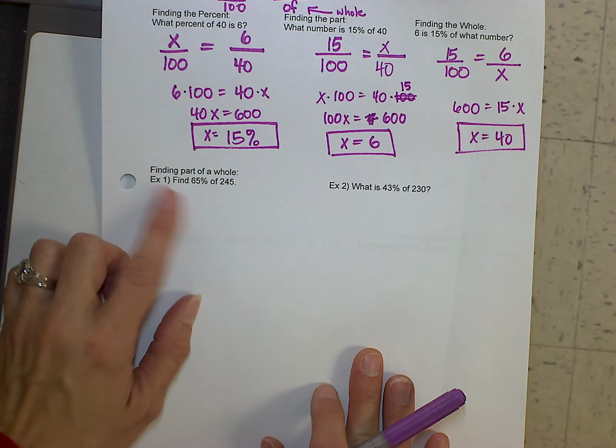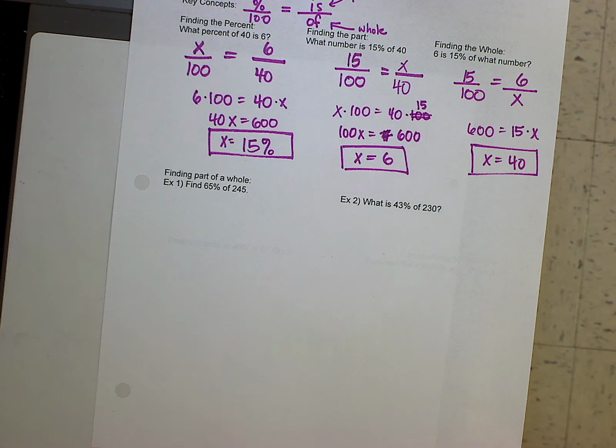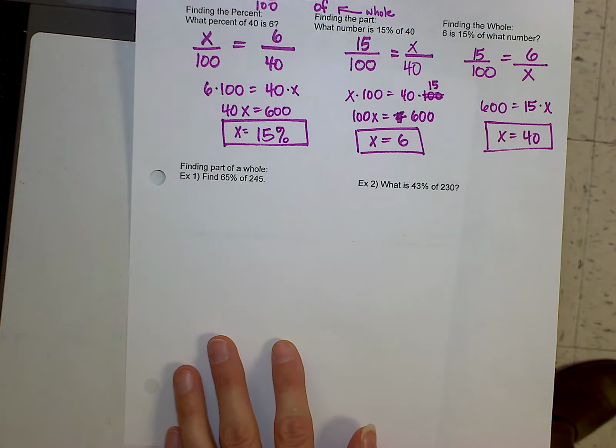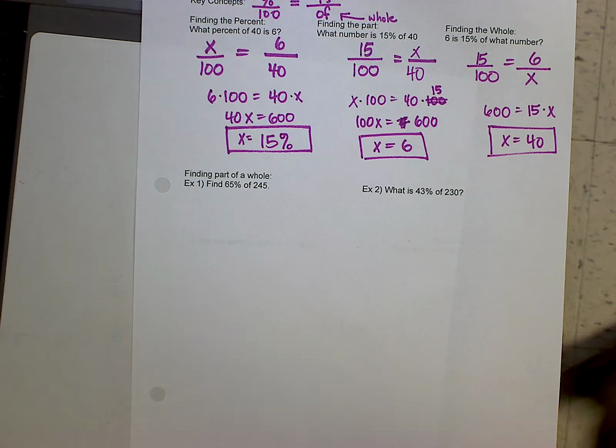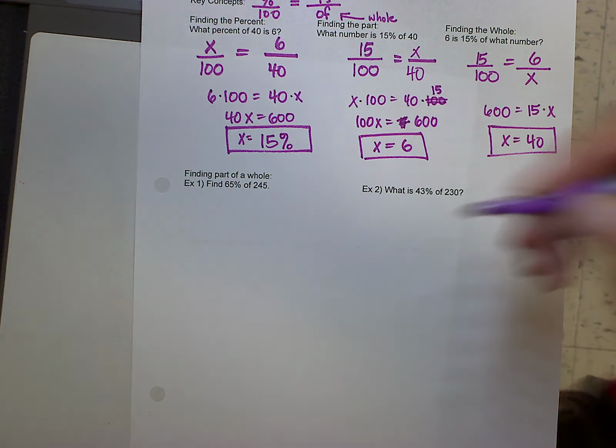There's nothing else here. But when it says find 65% of 245, technically, is the word "is" in that problem? No. But couldn't we replace "find" with "what is" 65% of 245? And you've got your of, you've got your percent. You're trying to find the is. What is 65% of 245? So let's say you can rewrite that if you want.